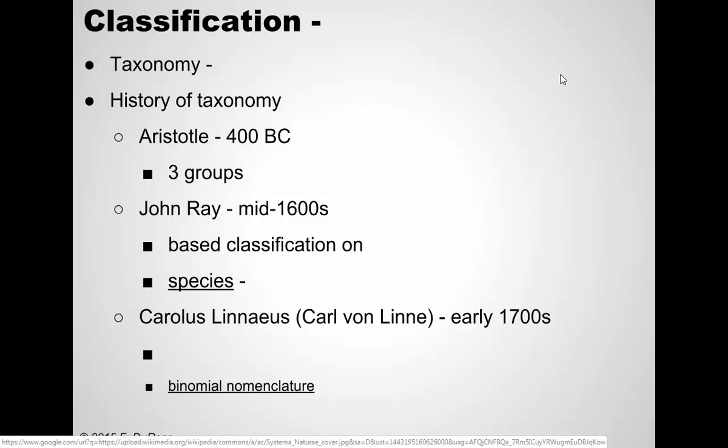So to begin, you've studied classification and taxonomy before. Classification is basically a way of grouping organisms, a way of putting things into categories based on certain traits or certain characteristics. So that's what classification is, classifying things into different groups. The science of that is called taxonomy.